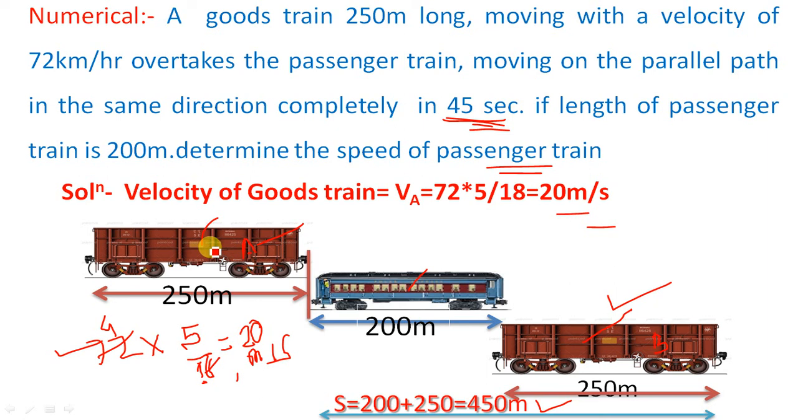Are you getting it or not? How is this distance 450? Because this total distance is 200, and the concept of completely overtaken is that its last compartment is ahead of the engine of the passenger train. The last compartment of the goods train will be ahead of the first compartment of the passenger train. So that is the concept of overtaking. So the total overtaking distance is 450 meter.